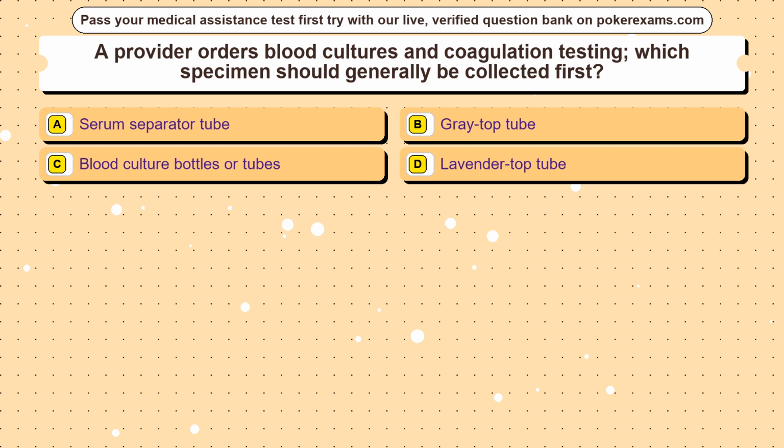Question 83. A provider orders blood cultures and coagulation testing. Which specimen should generally be collected first? Option A. Serum separator tube. Option B. Gray top tube. Option C. Blood culture bottles or tubes. Option D. Lavender top tube.